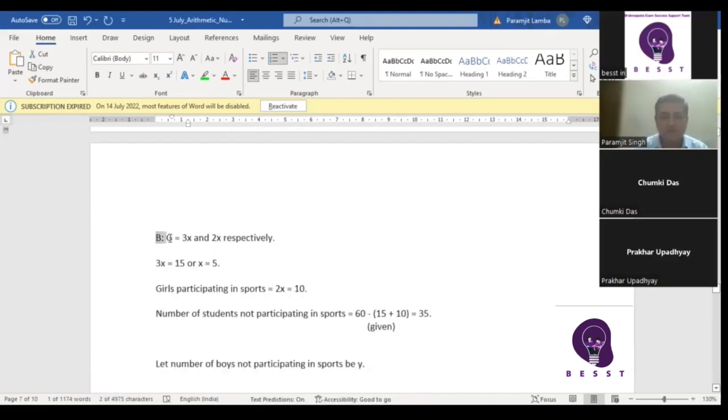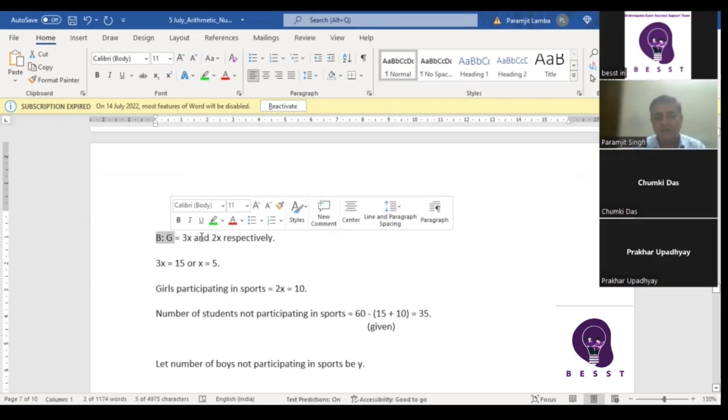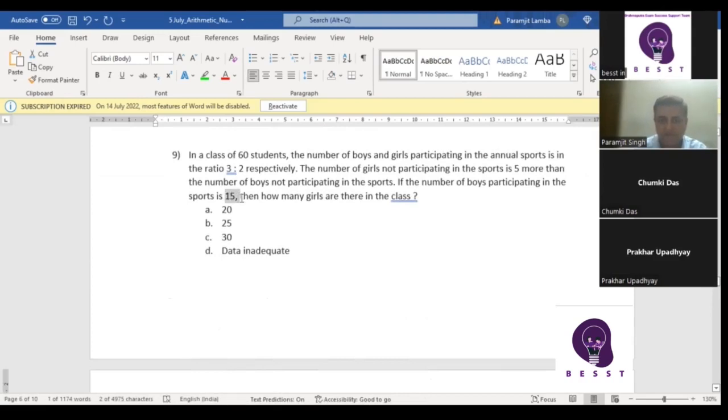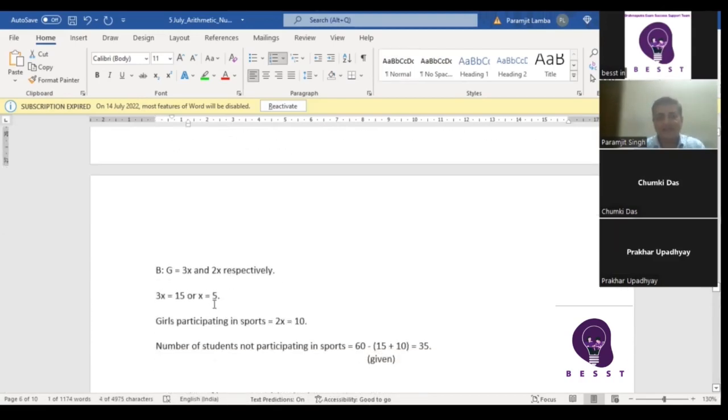So now I'll go step by step. Suppose B is to G is 3x and 2x respectively. 3x we saw was 15. Number of boys participating in sports is 15. So x is equal to 5. Girls participating in sports is 2x. This girls was 2x. So 2x means 10, since the value of x is 5.